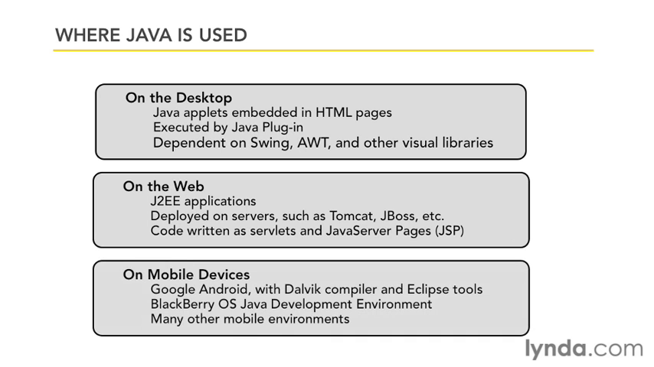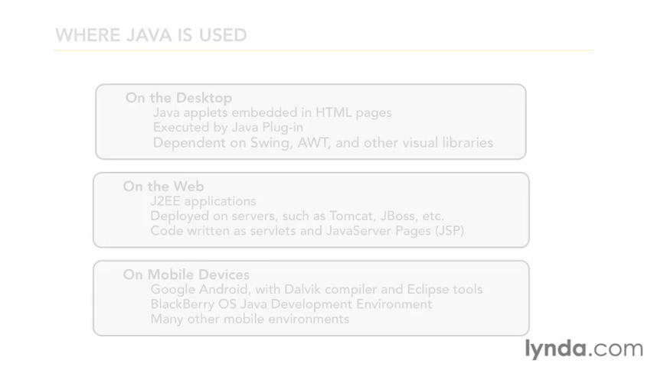And one of the most popular recent uses of Java is on mobile devices. The Google Android environment uses its own compiler called Dalvik and tools provided by Google that run in Eclipse to build applications that run on Android phones and tablets. The BlackBerry operating system also uses Java, so you can use Java to write applications that run on BlackBerry phones. And you can use Java in many other mobile environments as well.